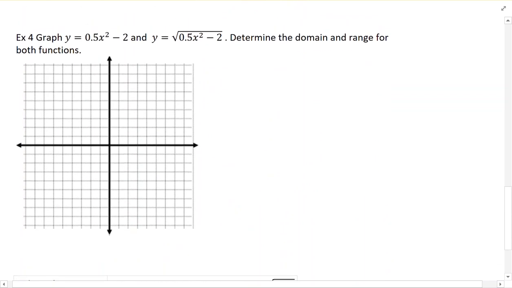Last example here. We are graphing another parabola, same deal, blue and red. Okay, let's go. So we have a parabola that starts at -2, opens upward, and has a vertical compression of one half.